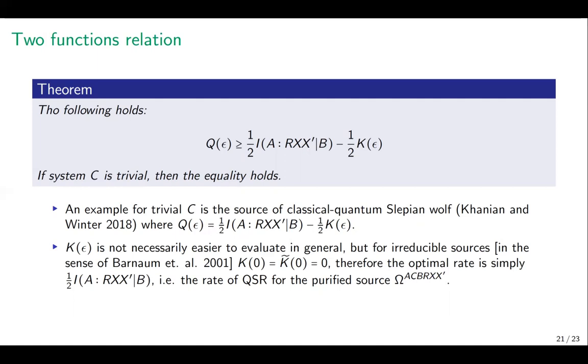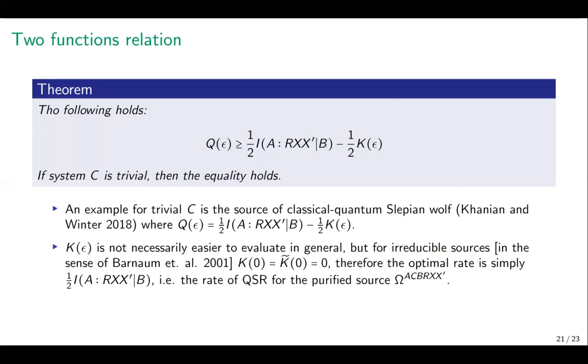So as I told before, this function K of epsilon is not necessarily easier to evaluate than this function Q of epsilon. However, there are some special cases that we can evaluate. For example, consider irreducible sources. By irreducible, we mean that if we consider the ensemble model, none of the states from this ensemble are orthogonal to one another. In that case, we can show that K of 0 is equal to 0 and it's equal to the limit of the function. Basically, we can show that this function is continuous at 0.